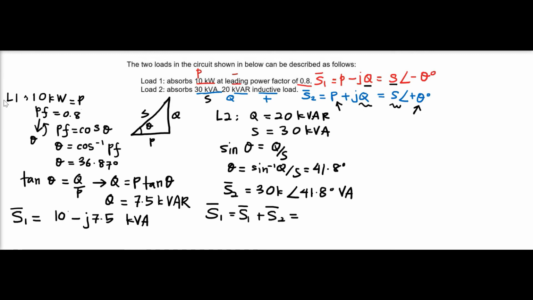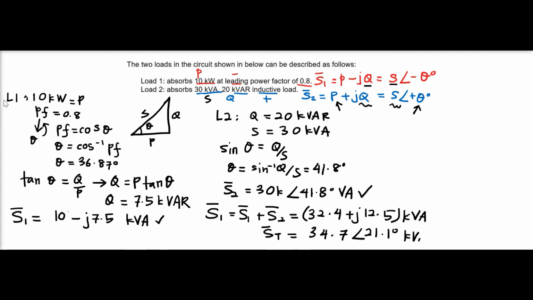Now we can find the total complex power, which equals load 1 plus load 2. We sum up both complex powers and get 32.4 plus j12.5, and the unit is kVA. This k is for both P and Q. In polar form, the total is 34.7 at angle 21.1 kVA.